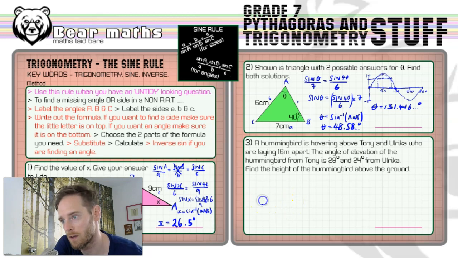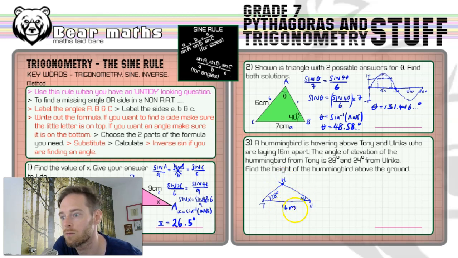Right, so there's Tony. Let's say that's Tony there. Ulrika is 16 meters apart, so we've got a difference there of 16 meters. Hummingbird is an angle of elevation of 28 degrees, so 28 degrees, say is that, and then 24 degrees is that. We're just sketching it. So this hummingbird is like there. We'll call that H for hummingbird.